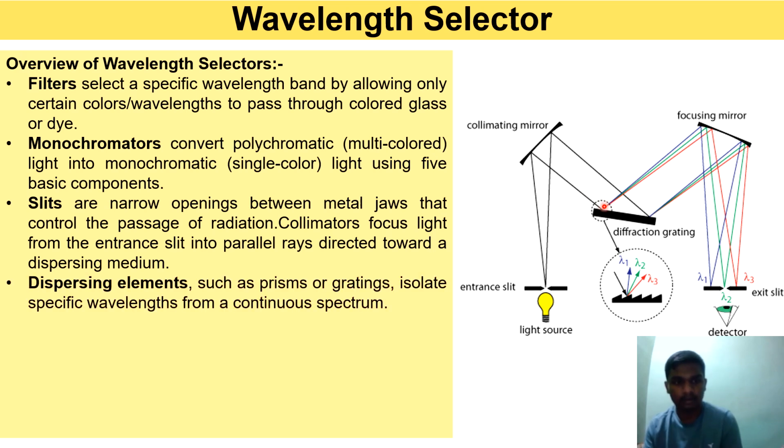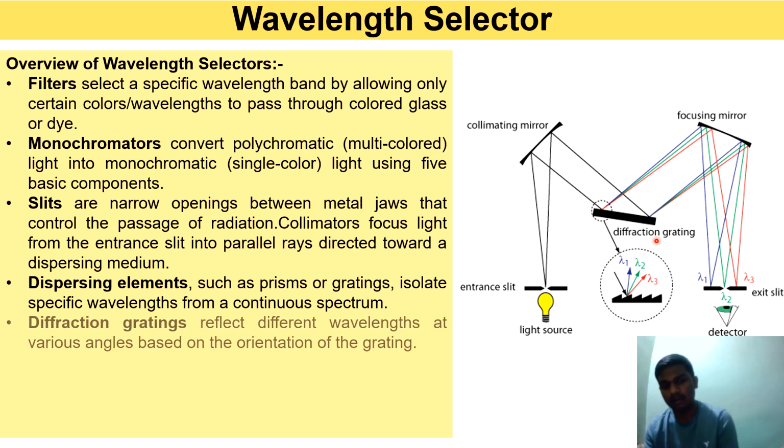Dispersing medium is the dispersing element, such as, as I said previously, prisms or diffraction grating, which isolates radiations of desired wavelength from the wavelengths of the continuous spectrum.